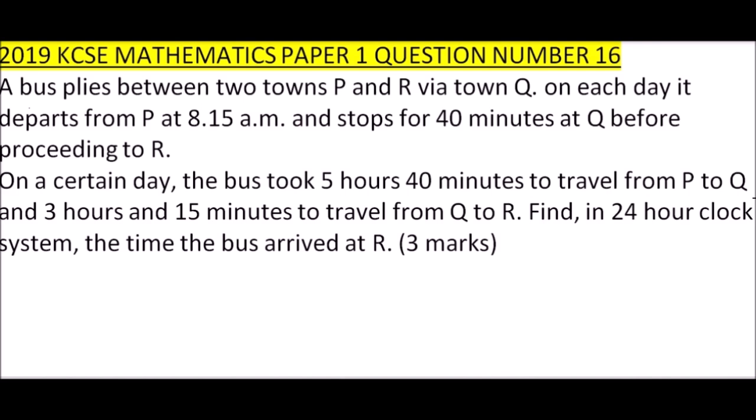In Form 1, you are taught about time, that is the 12-hour system and the 24-hour system. This question may seem too long, but it is very simple. So don't be scared by the number of words used. We say that it starts the journey at 8:15. In the 24-hour clock, we start with 0 since this is AM. It took 5 hours 40 minutes to travel from P to Q, so we add 5 hours and 40 minutes.